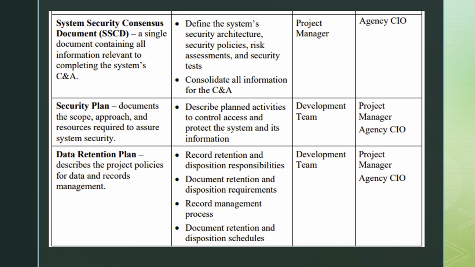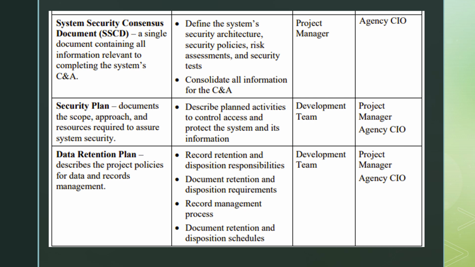Third is the Security Plan, which documents the scope, approach, and resources required to assure system security. Its objective is to describe planned activities to control access to and protect the system and its information. In charge are the development team, project manager, and agency CIO.